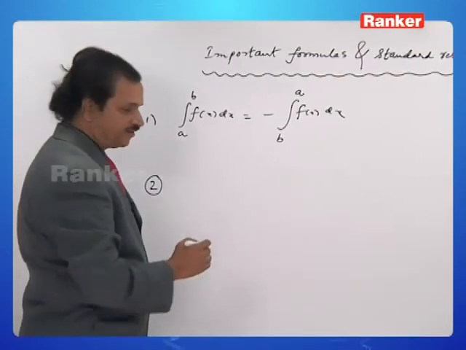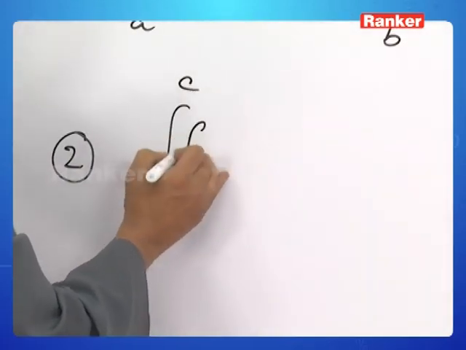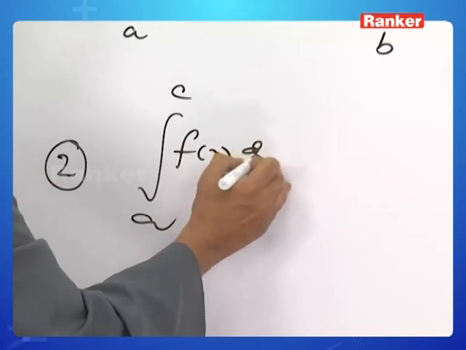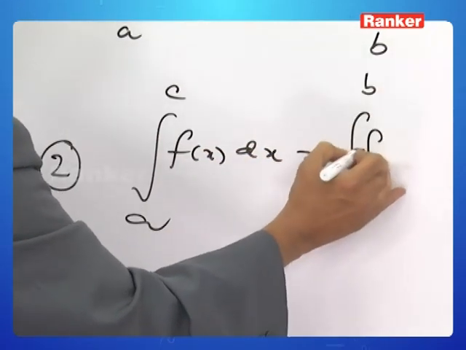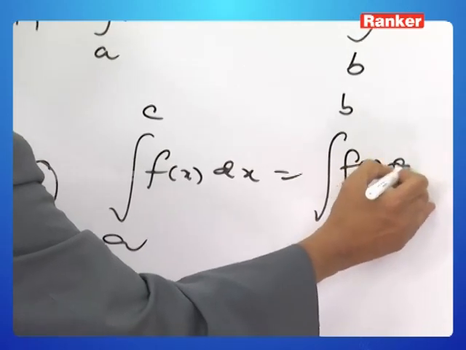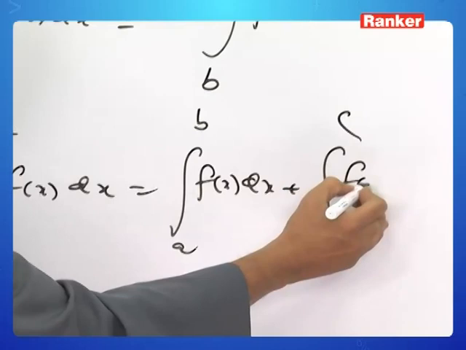Next, second result. Integral a to c f of x dx is equal to integral a to b f of x dx plus integral b to c f of x dx.